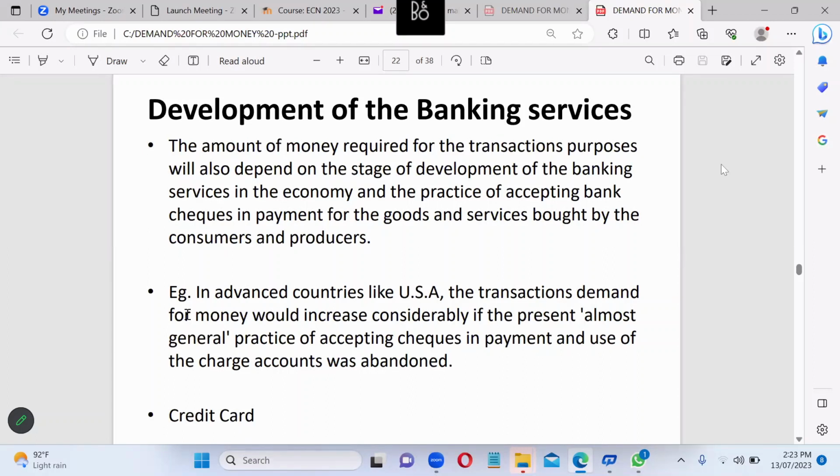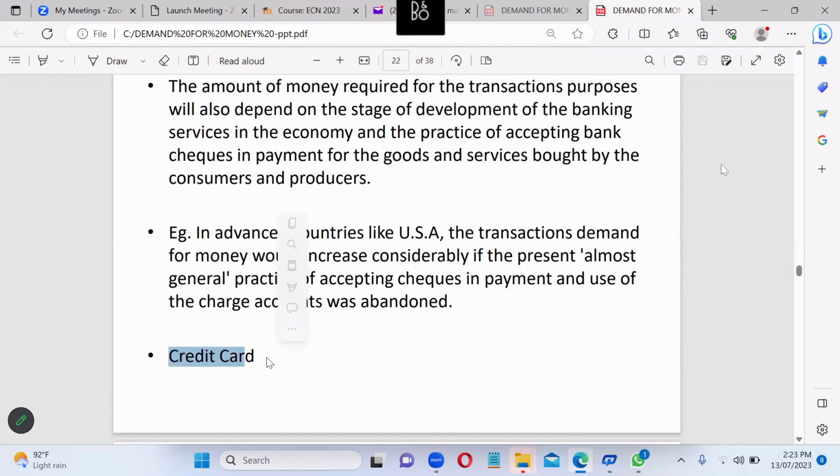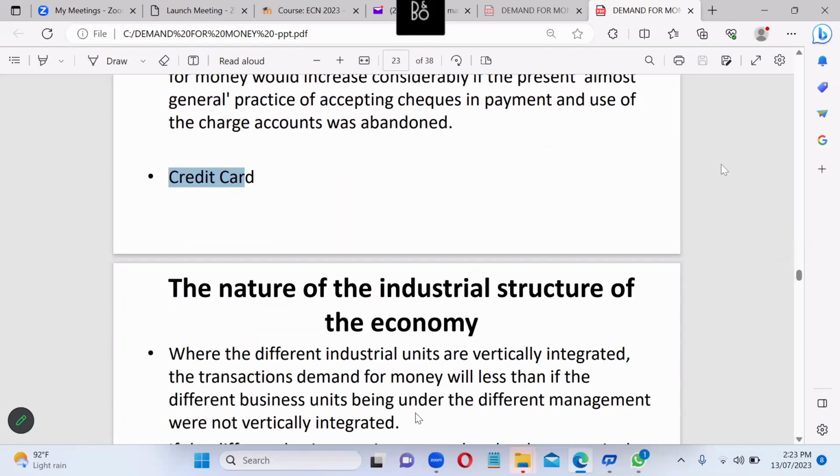We are saving money in the bank. That is the development thing, why we are holding money for the transaction purpose. Another thing is the card section. Cards also we accept as money for the transaction process. So this is the first thing Keynes elaborates to us.